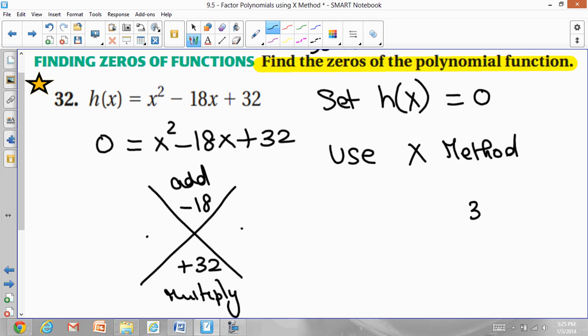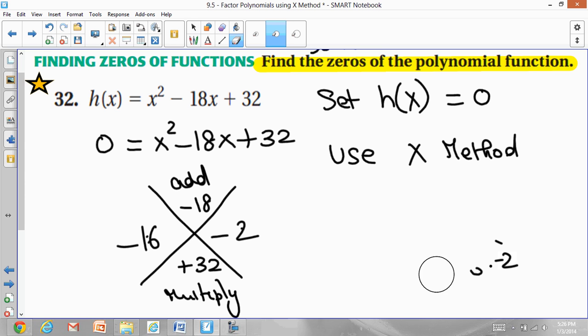So 32, you can break it apart as 16 times 2. 16 multiplied by 2 will give you 32. 16 combined with 2 will give you 18. So I'm going to write 16 and I'm going to write 2. Once you get the numbers, then you need to focus on the sign. I need to get negative 18. So negative 16 and negative 2 combine to give you negative 18. And negative 16 times negative 2 will also give you a positive 32.